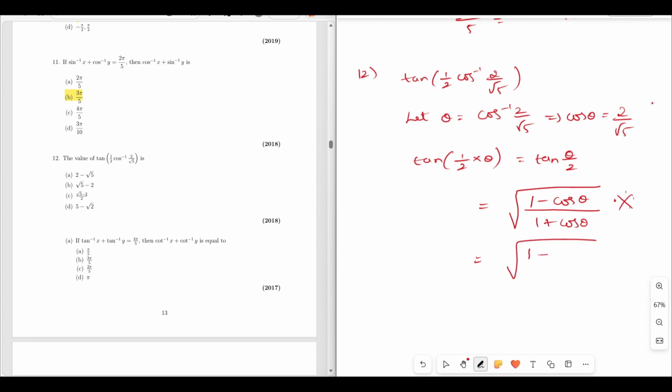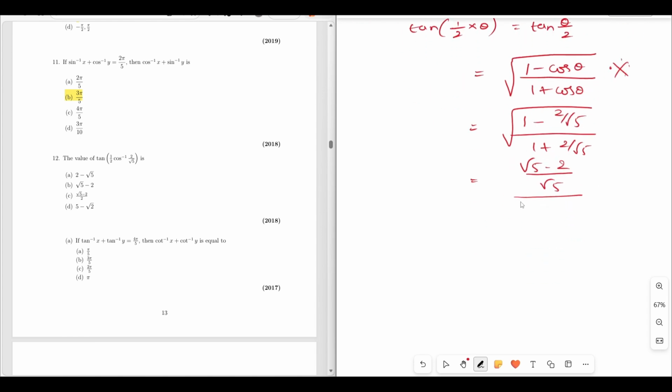1 minus cos theta is nothing but 2 by root 5. So 2 by root 5 divided by 1 plus 2 by root 5. Taking LCM and simplifying, root 5, 1 into root 5 minus 2 divided by root 5 whole divided by root 5 plus 2 divided by root 5 under the square root. So now root 5 gets cancelled. You will be left with root of root 5 minus 2 divided by root 5 plus 2.